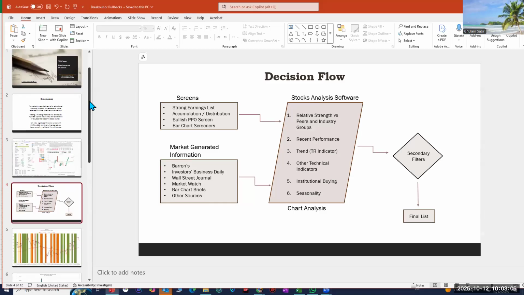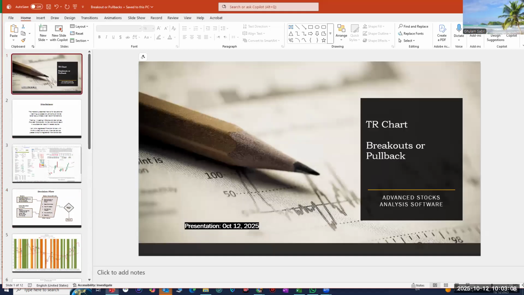Let's start with the first slide. We're not in the presentation PowerPoint mode because of some technical glitches, but anyway. Today's topic is breakouts or pullbacks, using our TR chart, trend recognition indicator tool, and our advanced stocks analysis software.